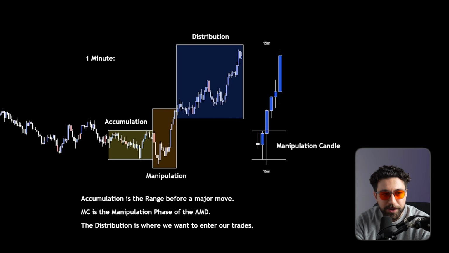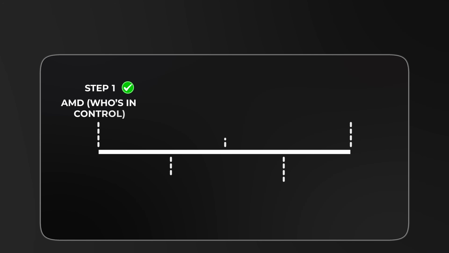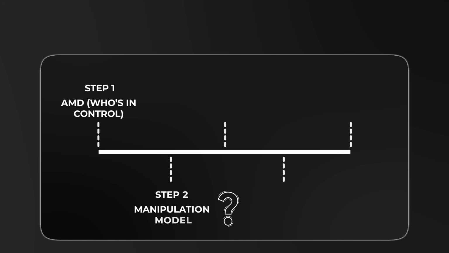So right here we have the accumulation on the 1-minute time frame, which is the range before a major move. So orders are being accumulated right here, and the accumulation range is displayed by these two 15-minute candles, and the manipulation phase is this manipulation candle. So we enter our trades after the manipulation is done, because we only want to be involved in the distribution phase.